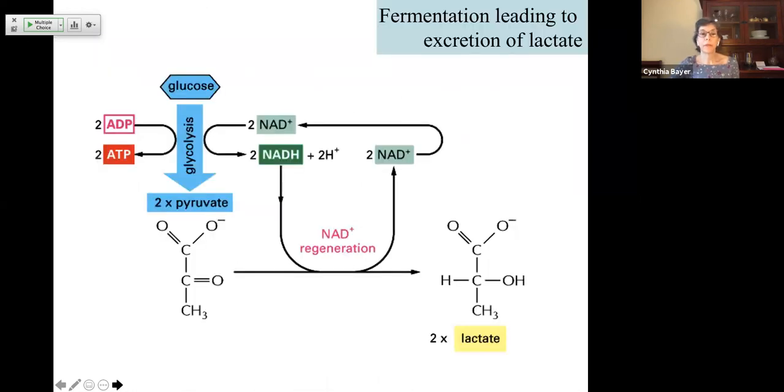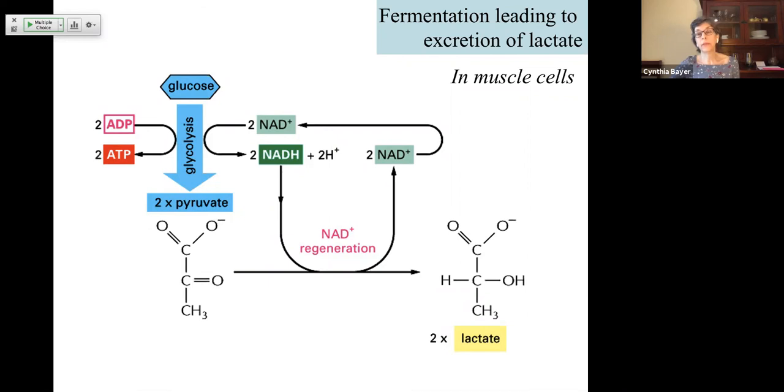First type of fermentation, this is what occurs in muscle cells. Once our muscle cells have used up all the oxygen available, glucose is converted to pyruvate. The process of glycolysis yields a net of 2 ATP, a net of 2 NADHs. The pyruvate will be reduced to lactate. Lactate's the ionized form of lactic acid. Right? That lactic acid can leave the cell.